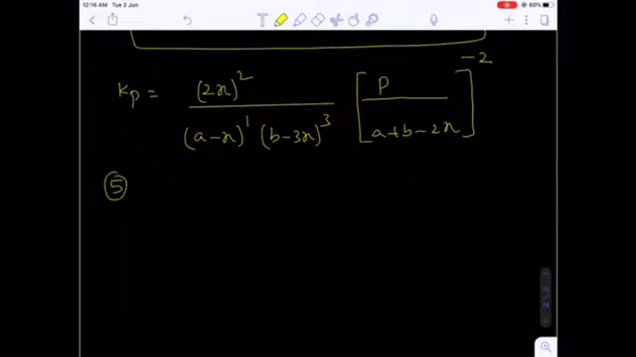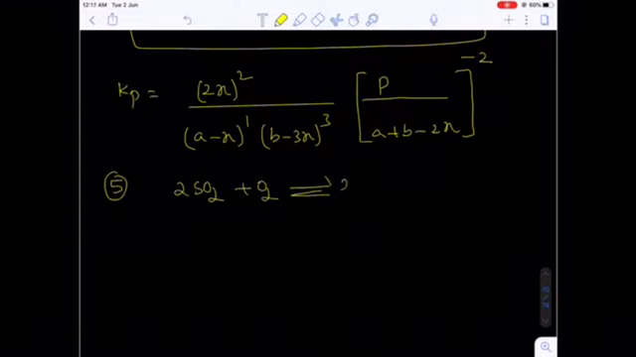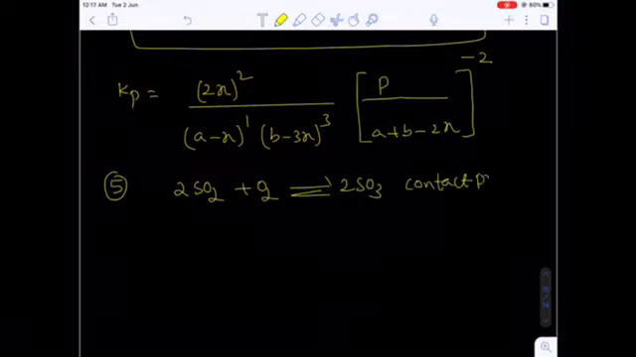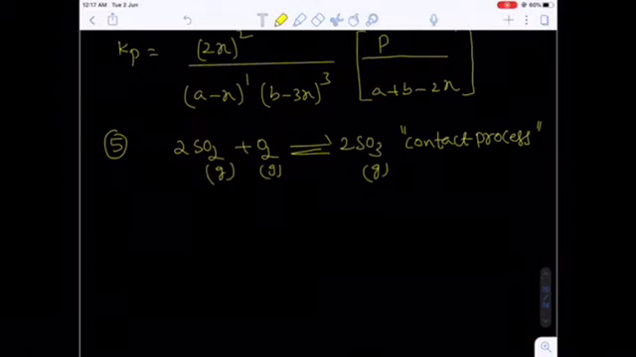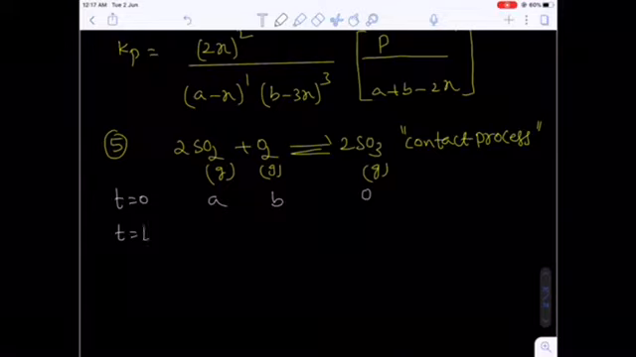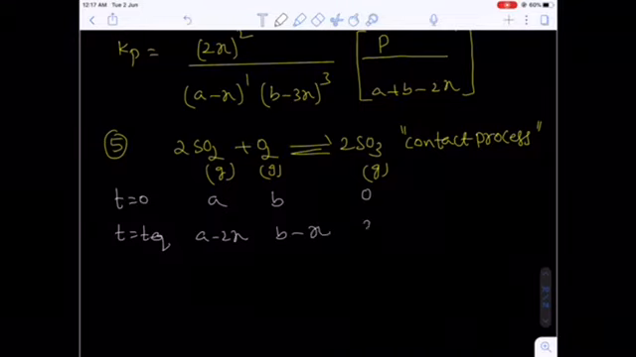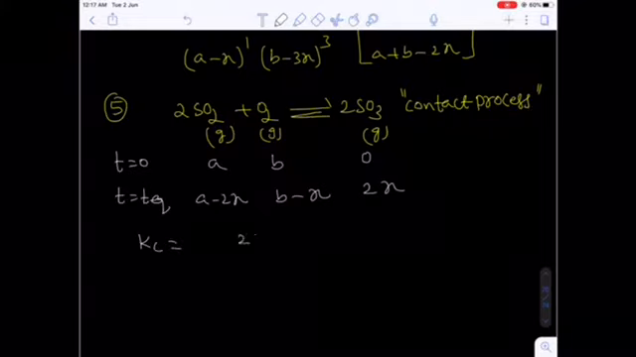Now next, one more expression I am writing corresponding to the contact process, sulfur dioxide oxidation to give sulfur trioxide. This is the very important contact process, manufacturing of sulfuric acid. We will discuss it in Le-Chatelier's principle, application of Le-Chatelier's principle. Now here also initially this will be A moles, this will be B moles, this will be 0. When the system attains equilibrium, here 2x mole decompose, here x mole decompose, here 2x mole will be formed.